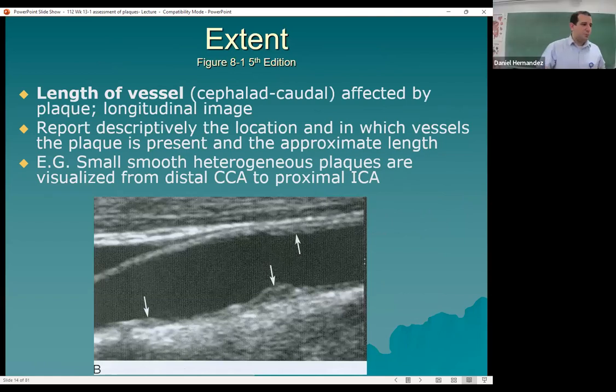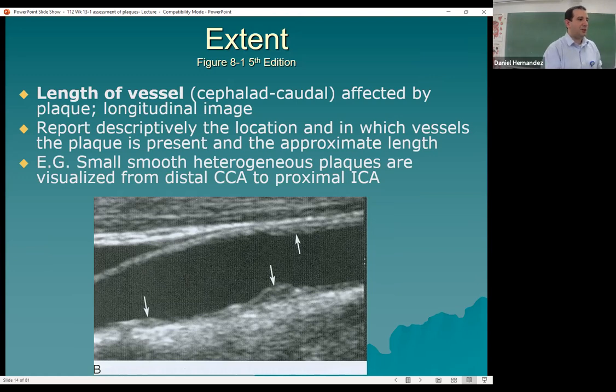A couple of important terms when we're doing plaque assessment for carotids is determining the extent of the plaque. Extent refers to the length of the vessel affected by the plaque. So how long of a segment of the vessel does this plaque affect? In order for us to determine extent, we need to be in a sagittal or longitudinal plane to that vessel. That's why we always image these plaques in two planes.